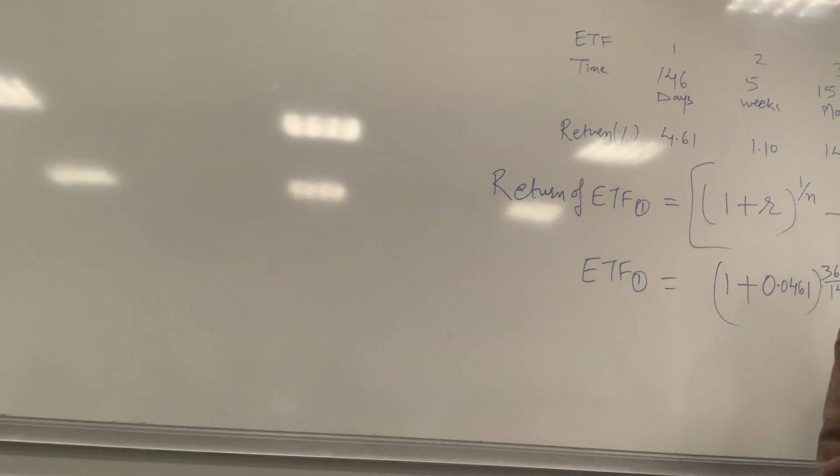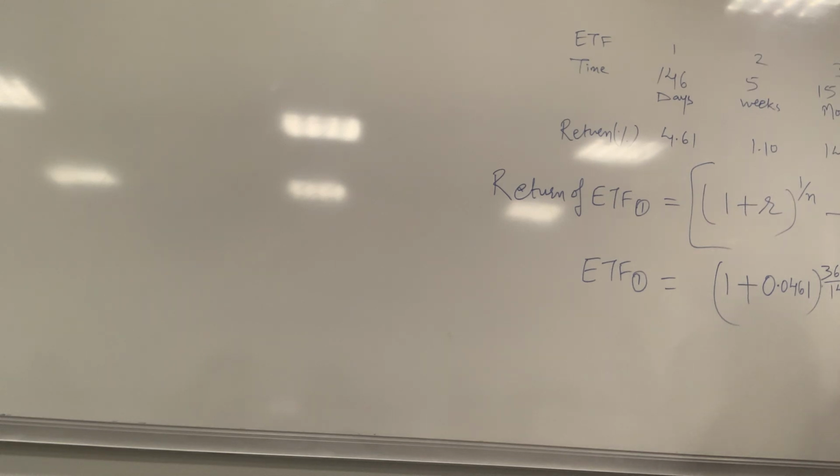Isn't this 146 over 365? No, 1 divided by n. If we divide 1 by n, we will get 1 point something. But 146 days is not 1 year, it's a fractional time. One formula is saying 1 by n: in the power you have to write 1 by n.